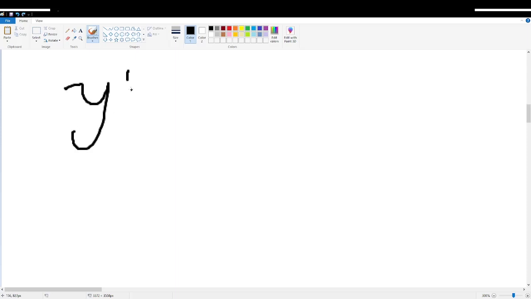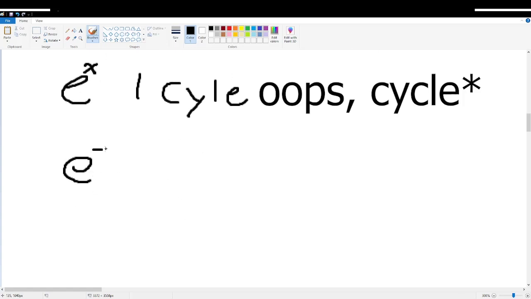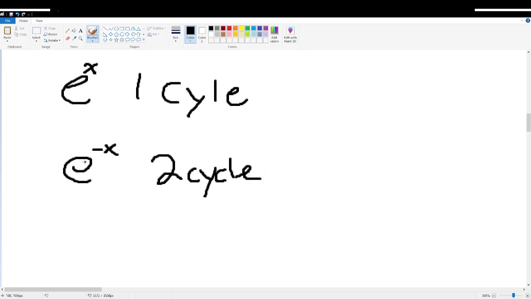So let's take a look at the following differential equation. Y prime plus y is equal to 0. Well, starting off, this is actually a really simple equation. There's two ways to do it. Intuitively, you have to ask the question, well, what function, when you take its derivative, is the negative of itself? And there's a couple that could come to mind. Well, we know e to the x is a 1 cycle. That means the derivative of e to the x is e to the x. We know e to the minus x is a 2 cycle. The derivative of e to the minus x is minus e to the minus x, and then take the derivative of minus e to the minus x, and you get back to e to the x.